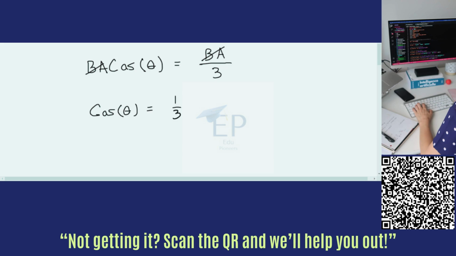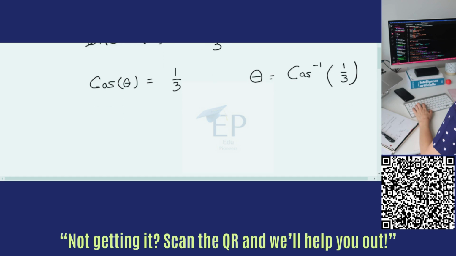So if we take the cosine inverse of both sides of this equation, we will get that theta is just equal to the inverse cosine, or the arc cosine, of 1/3. So if you plug that into your calculator, you will get that theta should be equal to about 1.23 radians, or 70.5 degrees.